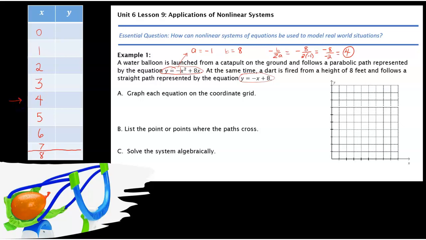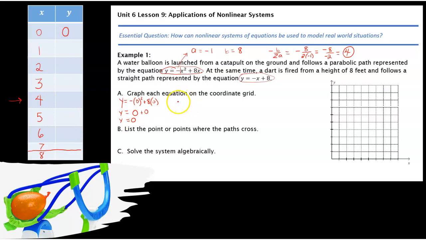Okay, from there, we need to figure out the y value. So when I plug in a 0 into my equation, what do I get out? Well, let's see. y equals the negative of 0 squared plus 8 times 0. This gives us 0 plus 0, so our y value is equal to 0 when I plug in 0. So this is a 0.